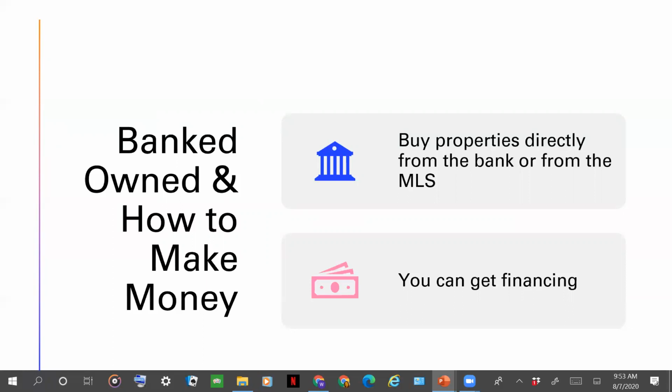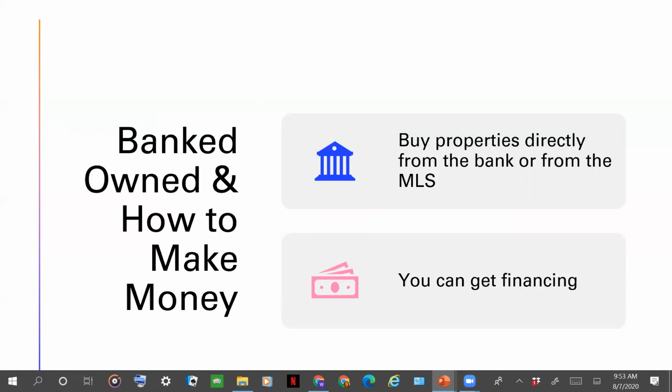Now the way to make money with this is you actually buy the properties directly from the bank. But what typically happens is the bank hires a real estate agent and lists the property with a real estate agent. Now, the good thing with bank owned properties or REOs is you can get bank financing.